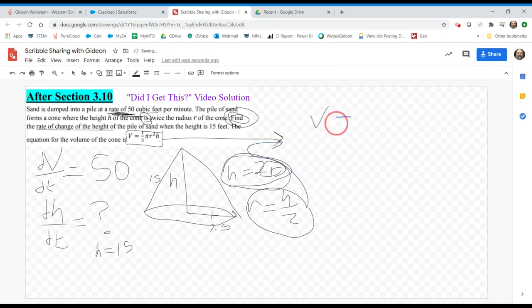Volume equals 1/3 pi. r is being substituted away, so that's h over 2 squared, and there was also the h at the end. Trust me on the algebra. Check it on your own. It isn't too hard to figure out that this is, simplifying a little bit, pi over 12 h cubed.